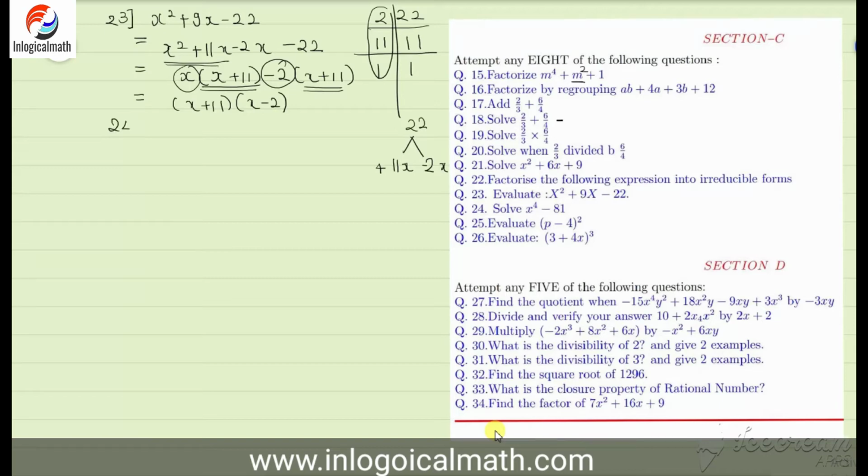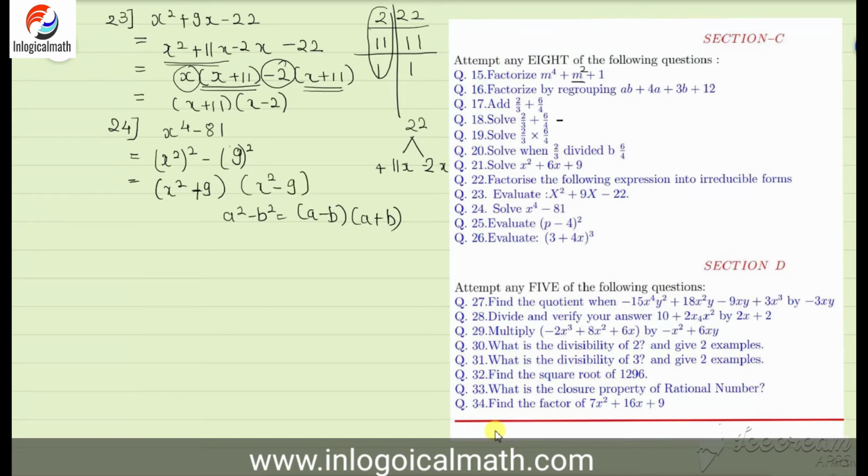Now question number 24. In the same way we have to find the factors of x raised to 4 minus 81. So we can write this as x square whole square minus 9 square. We know what a square minus b square is: the factors are a minus b and a plus b. So we can write it as x square minus 9 and x square plus 9. First write plus and then write minus. Okay, so x square plus 9, x square minus 9.